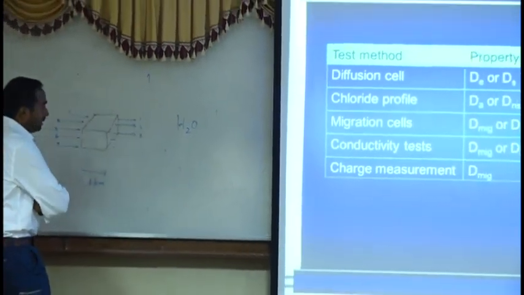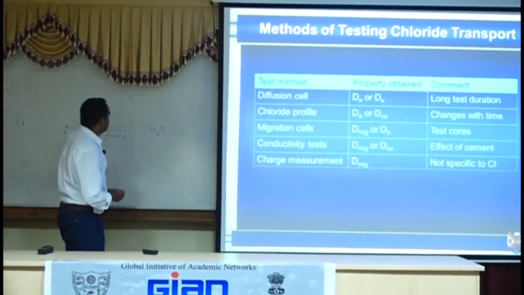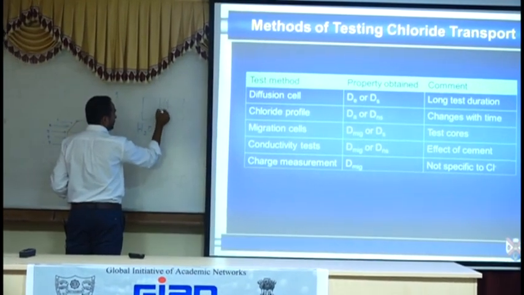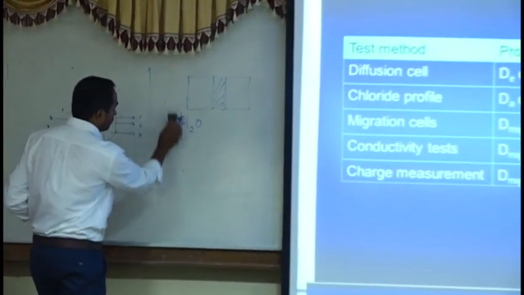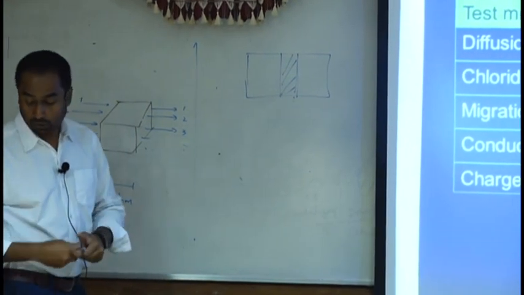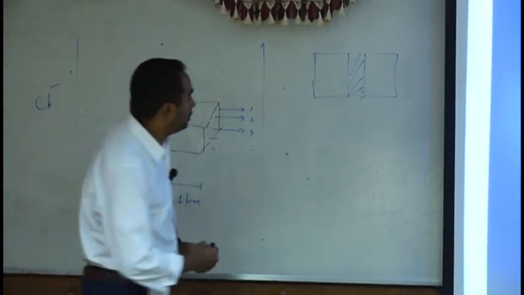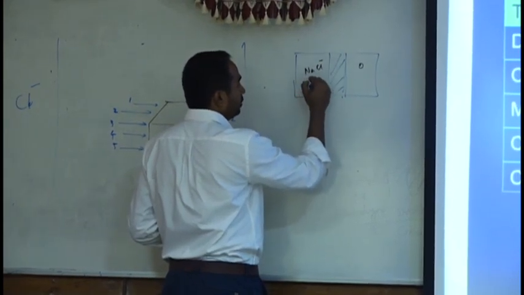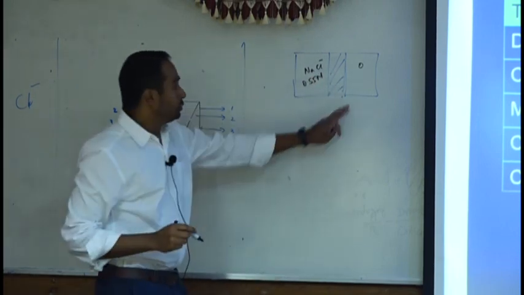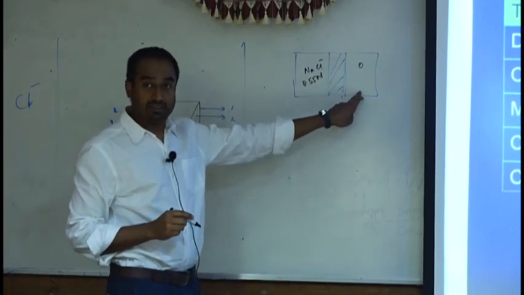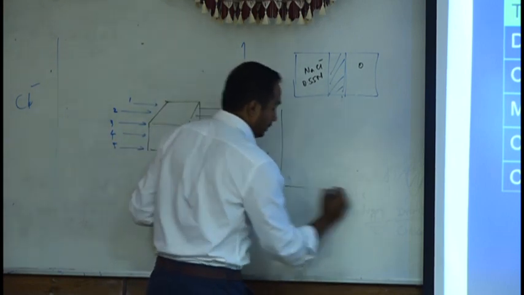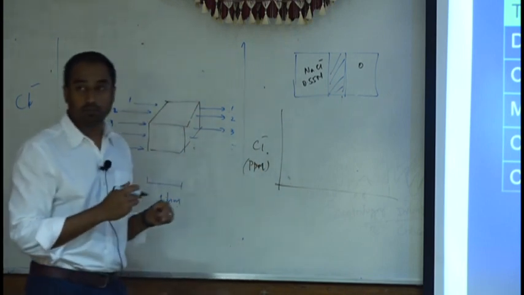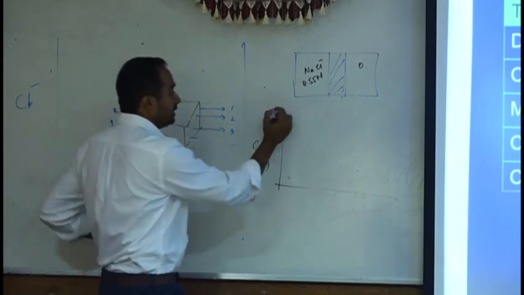Okay? If you use a very similar system like that, and you put the concrete sample in the middle, and if I monitor the chloride concentration, so the chloride concentration here at the start is 0, and this is NaCl, 0.55 mole, let's say. So I'm observing the chloride concentration in this cell. Okay? So the chloride concentration will be in parts per million. So that's on the axis.